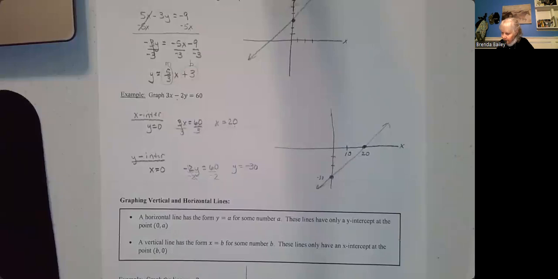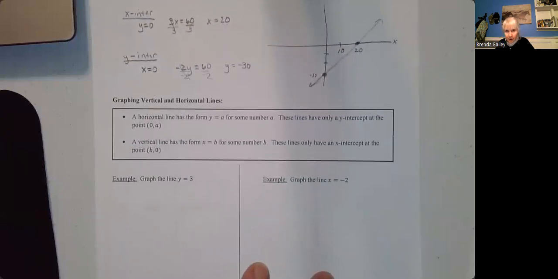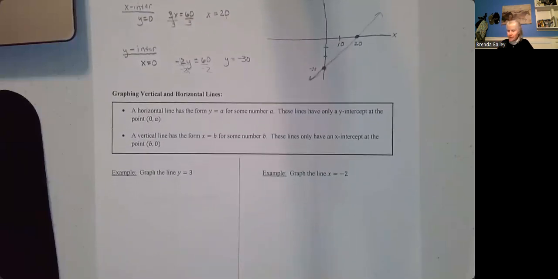Now what we're going to look at, a couple of special equations. And like I said earlier, if you're missing the x, it's still linear. If you're missing the y in the equation, it's still linear, as long as the x and the y are to the first power.